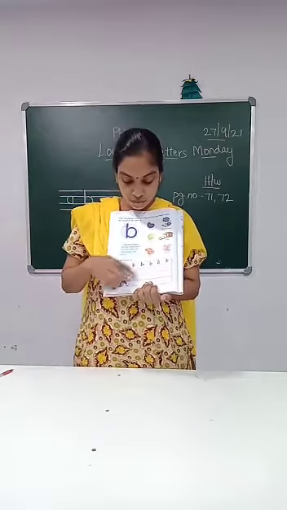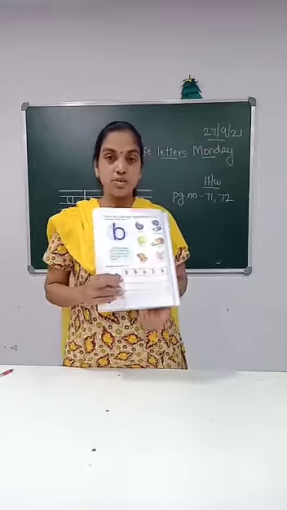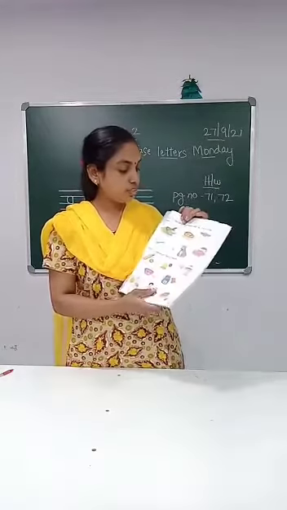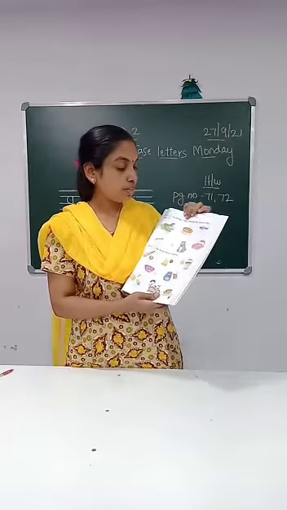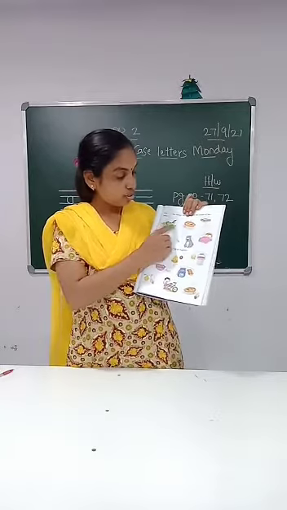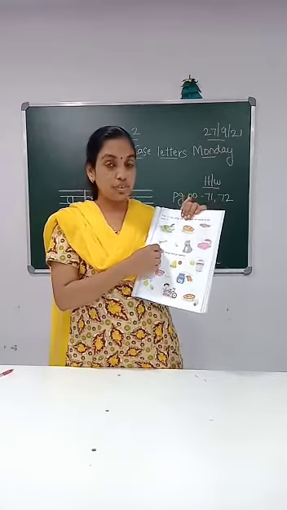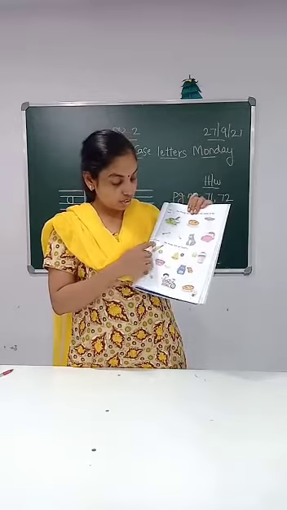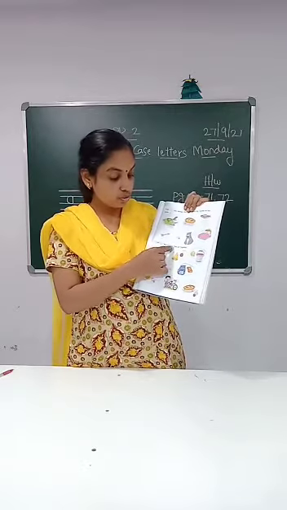Okay children, so the remaining all this will be done as homework, and this page also will be homework. Take the things that begin with the sound of letter B. You can see here the things which start with letter B, so you have to tick them. And here, circle the things that go together.